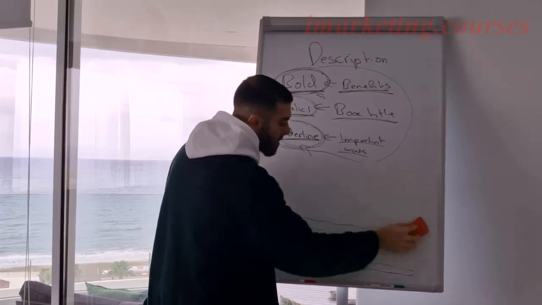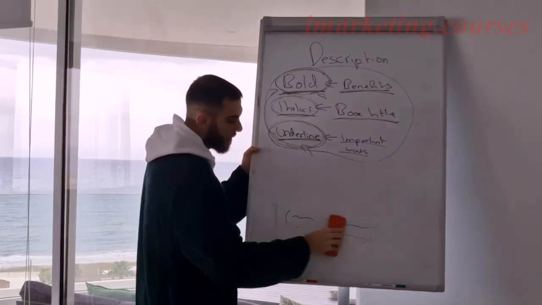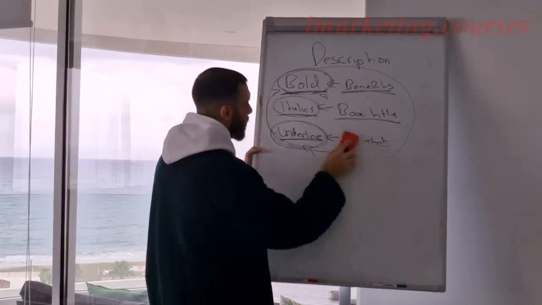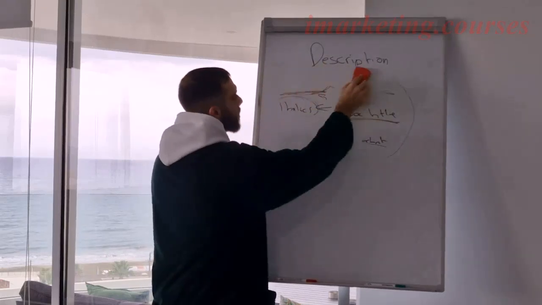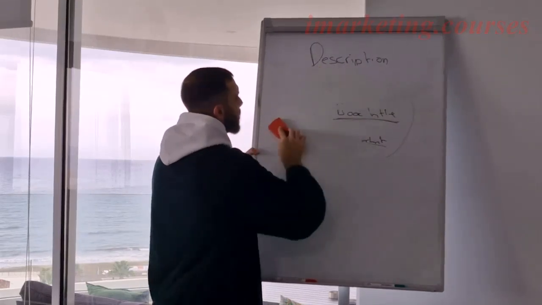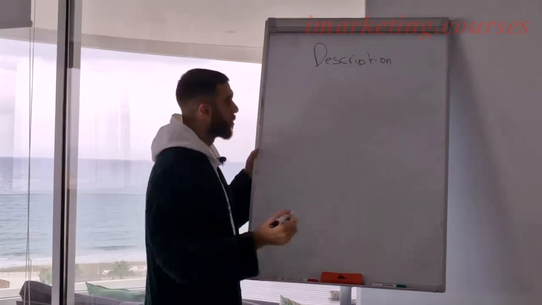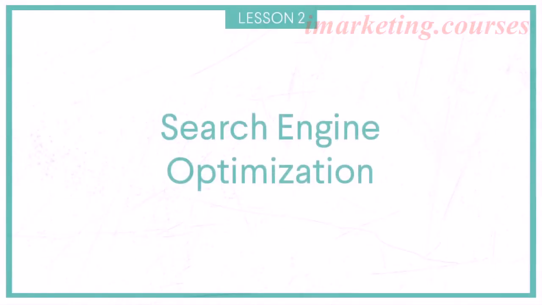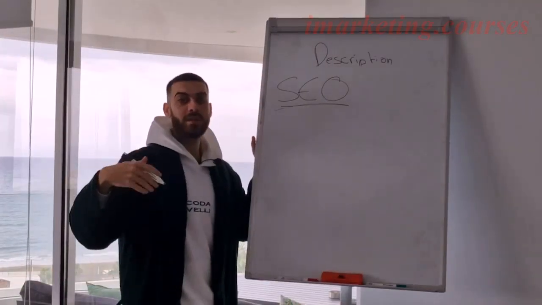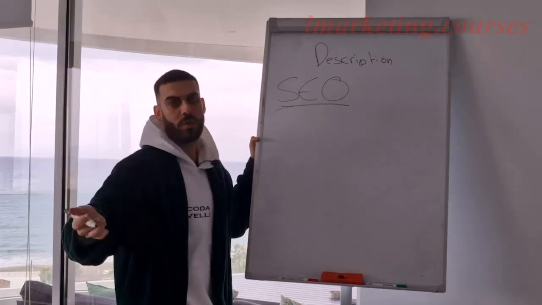But now, what's the most important part of your description? Even if you ignore everything else I said right now about the description, what I'm about to show you now is the most important part. You cannot ignore this. And what am I talking about? I'm talking about SEO, your search engine optimization. This is basically how you help Amazon index your book for more keywords.